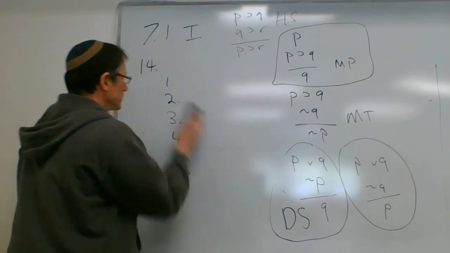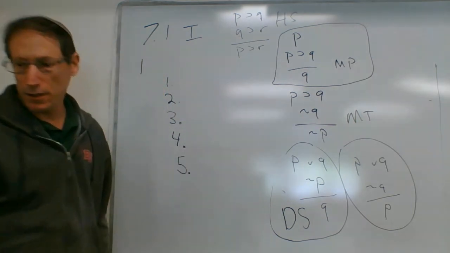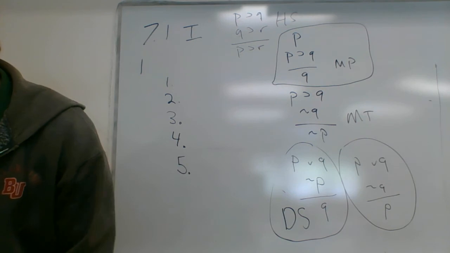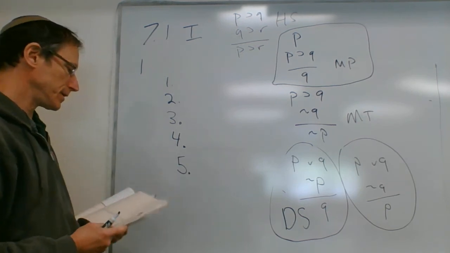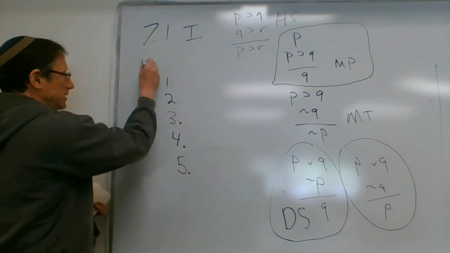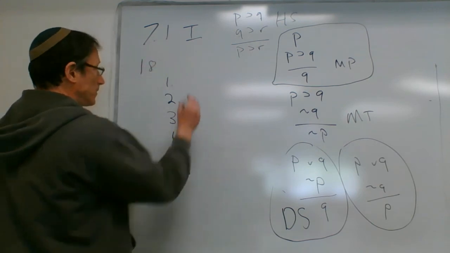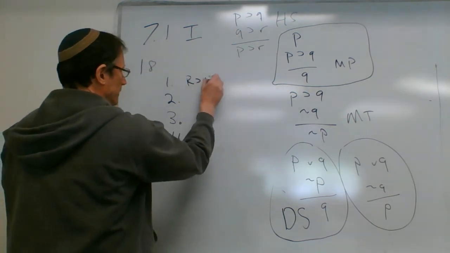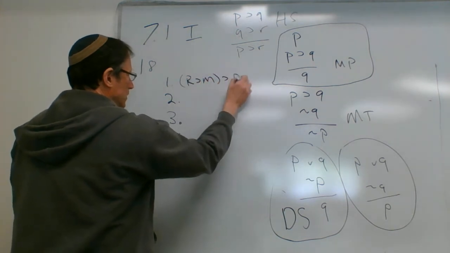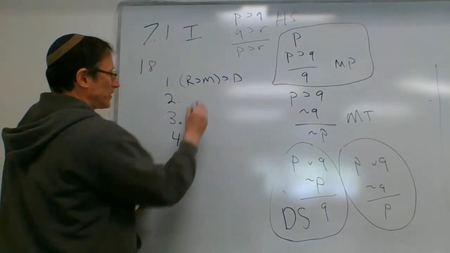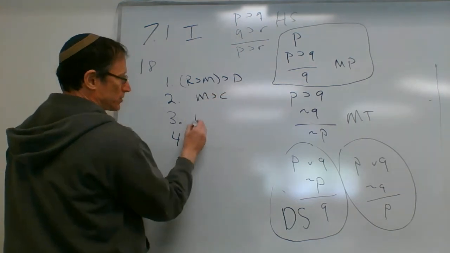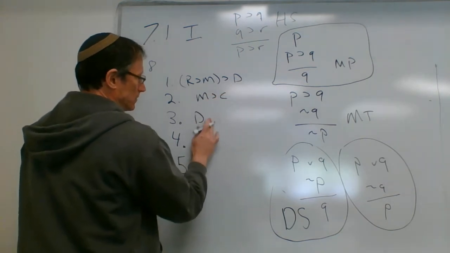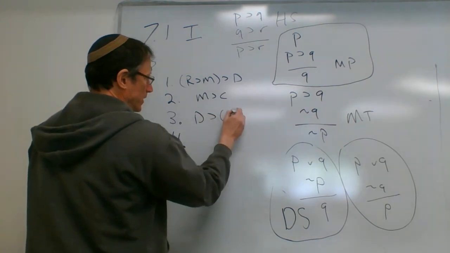Maybe I'll just leave these numbers up. Let me try something like number 18. We'll do number 18. Here we have R horseshoe M, horseshoe D. We have M horseshoe C. We got D horseshoe M wedge E.